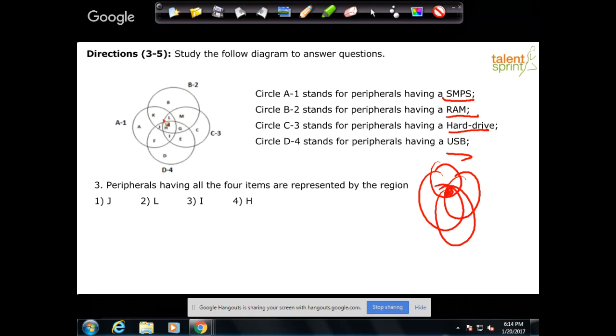So here it would be actually this area. This area is what includes the common area between all the 4 Venn diagrams, all the 4 circles, all the 4 sets. Therefore, the answer to this is H. H represents the area where all the four peripherals have been represented.